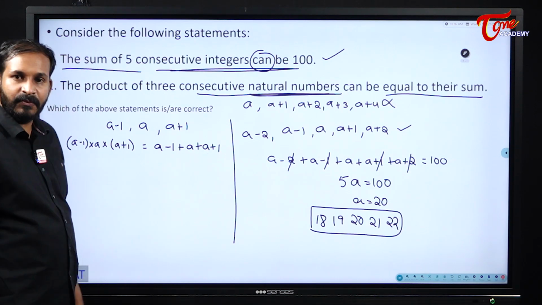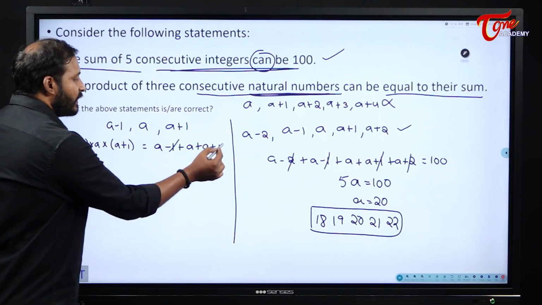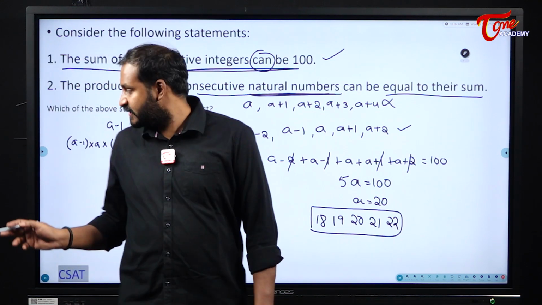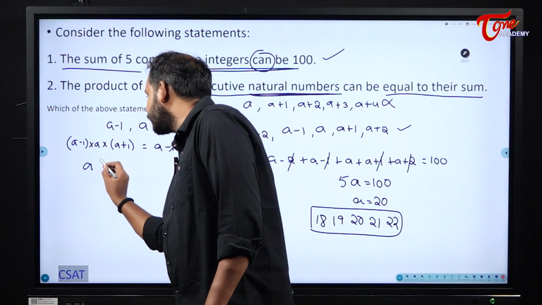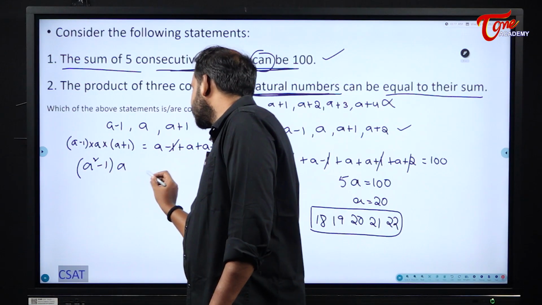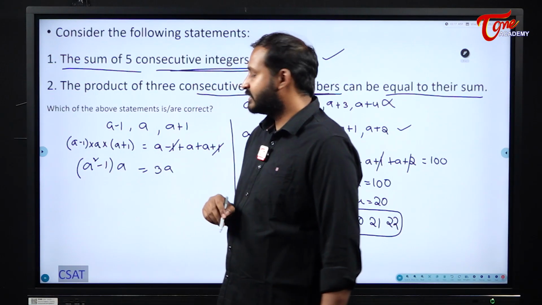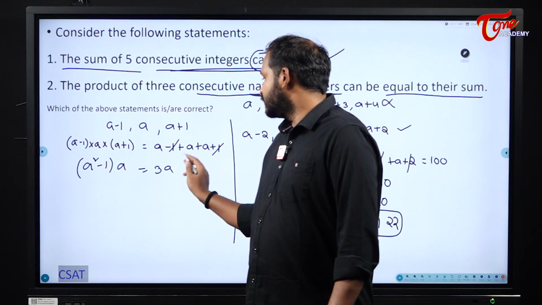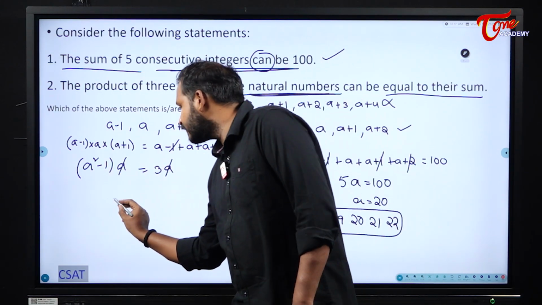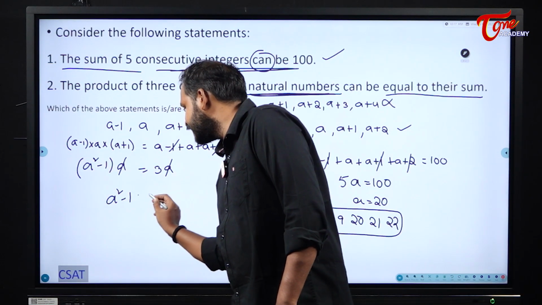We will check whether it is possible or not now. Minus 1 and plus 1 will get cancelled in the sum. What will I have here? a plus b into a minus b, what does it become? a square minus b square. So a square minus 1 into a is equal to 3a. So a will get cancelled here. Now what happens? a square minus 1 is equal to 3.